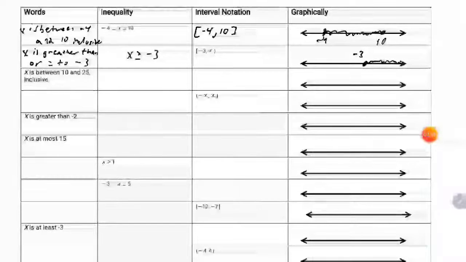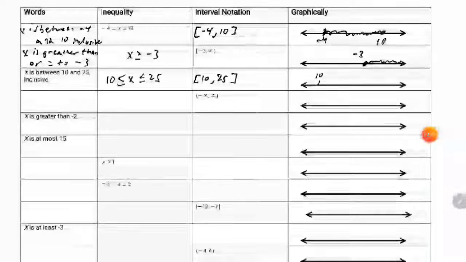So the next one, x is between 10 and 25. So inclusive, which means we have x here, 25, 10. That means 10 bracket, 25 bracket. 10, 25, both solid dots in between. Now infinity.